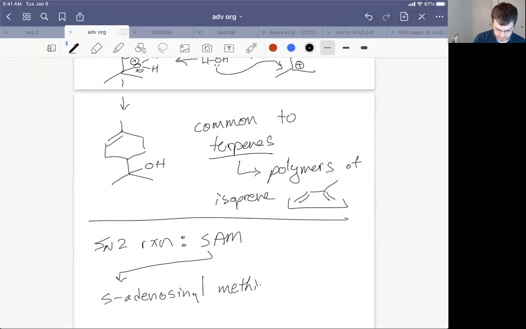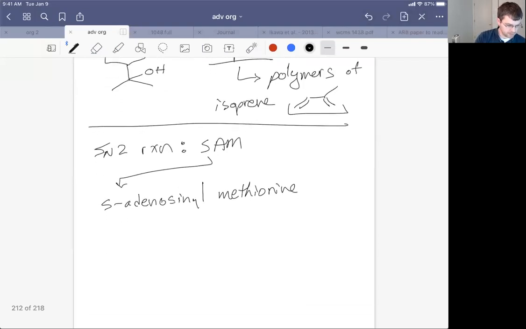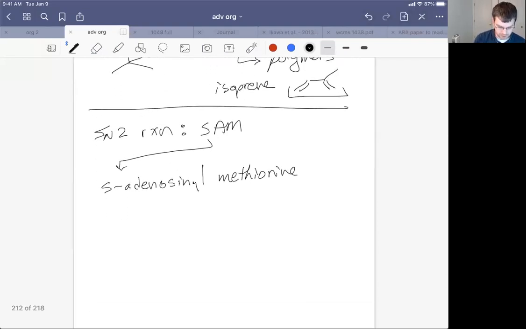Methionine. Okay, so it's a big molecule, but there's a few focal points. First of all, we have our methionine, which I'm going to draw as the conjugate base. So there's my amino acid.